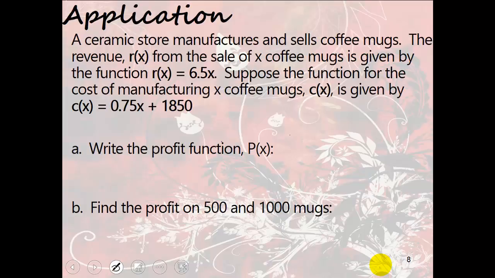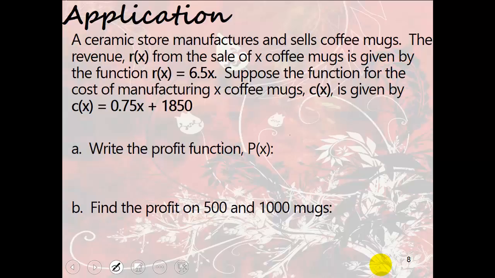And our last is an application. So we have a ceramic store which manufactures and sells coffee mugs. The revenue, they call that function R of x, is given by R of x equals 6.5x. So that's the money in. Revenue is the money in. And then they say, suppose the function for the cost of manufacturing those coffee mugs, C of x, is given by C of x equals 0.75x plus 1850.